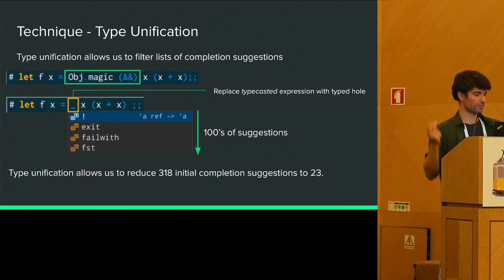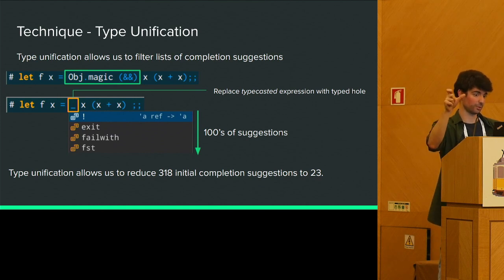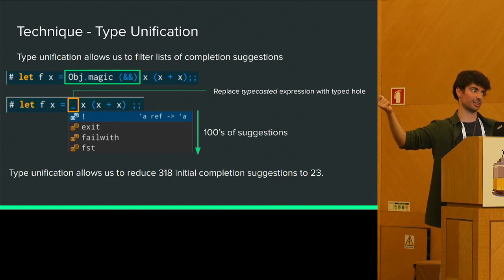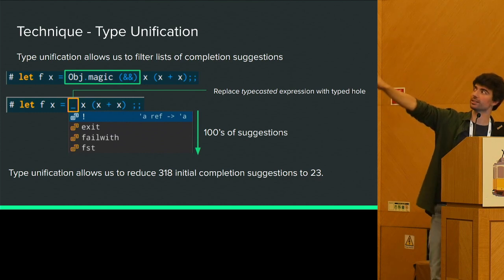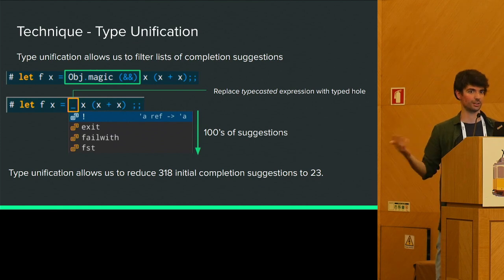And we also perform something called type inference on these typed holes. And what we then do is apply type unification between that inferred type and each suggestion in the list, because these suggestions do not necessarily match the expected type. In this particular example, we are able to reduce a list of 318 suggestions to 23, because the majority of them didn't actually fit the type that was expected there.